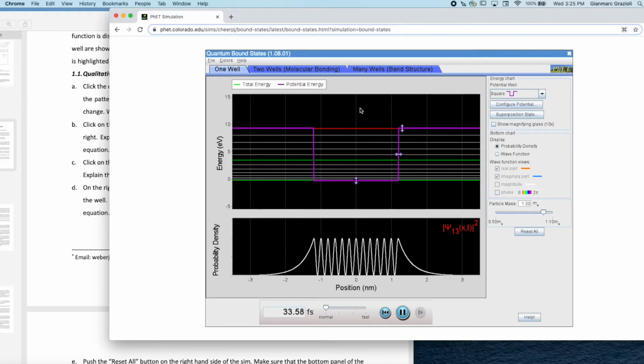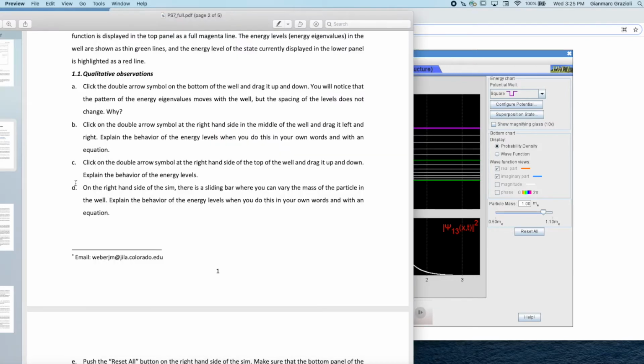If you don't have enough energy to escape, and yet somehow you can still be found outside of the barrier just because of the delocalization of particles. So that's what's going on there, which is basically tunneling. So that's pretty cool. All right, that's 1.1b. Let's look at C now.